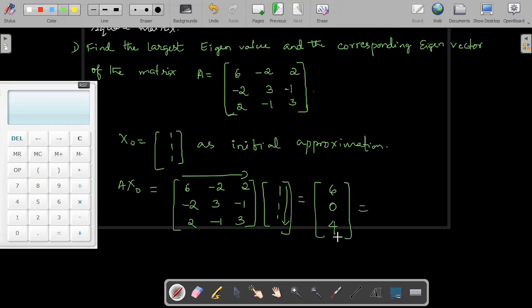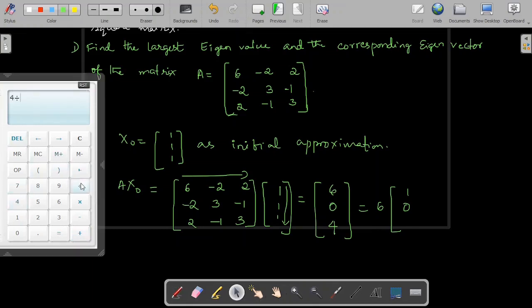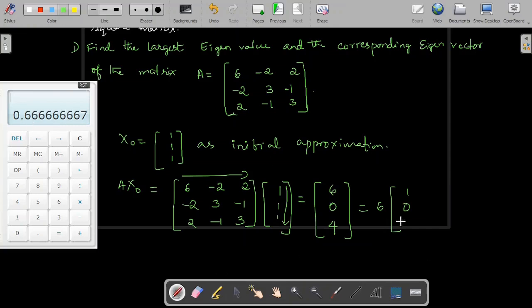Now from these three values you have to find the largest. The largest is 6. Always take the largest value common outside. So 6 by 6 is 1, 0 by 6 is 0, then 4 by 6 gives you 0.666. You have to approximate this to 2 digits after the decimal point, so I will round it off to 0.67. So this is equal to lambda 1 and x1. This was the first approximation for the eigenvalue and the eigenvector.